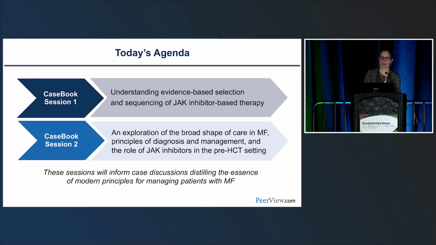So, for today's agenda, we have a couple of different sessions. The first session is to help understand the evidence-based selection and sequencing of JAK inhibitor-based therapy. In the second session, we will explore the broad shape of care in myelofibrosis, principles of diagnosis and management, and the role of JAK inhibitors in the pre-transplant setting.